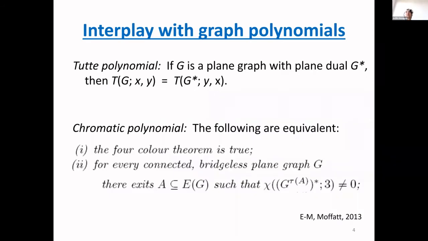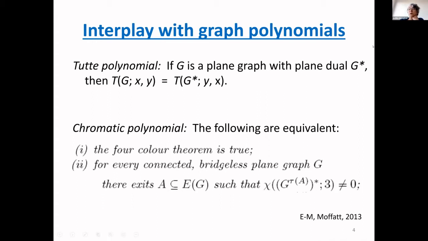The other, and where I came to this, my interests are really in graph polynomials. And I got led down this path to perdition through identities for graph polynomials. So one of the most renowned is the duality relationship for the Tutte polynomial. So if you've got a plane graph with a plane dual, then the Tutte polynomial just switches the role of the variables when you look at the plane dual of the graph.